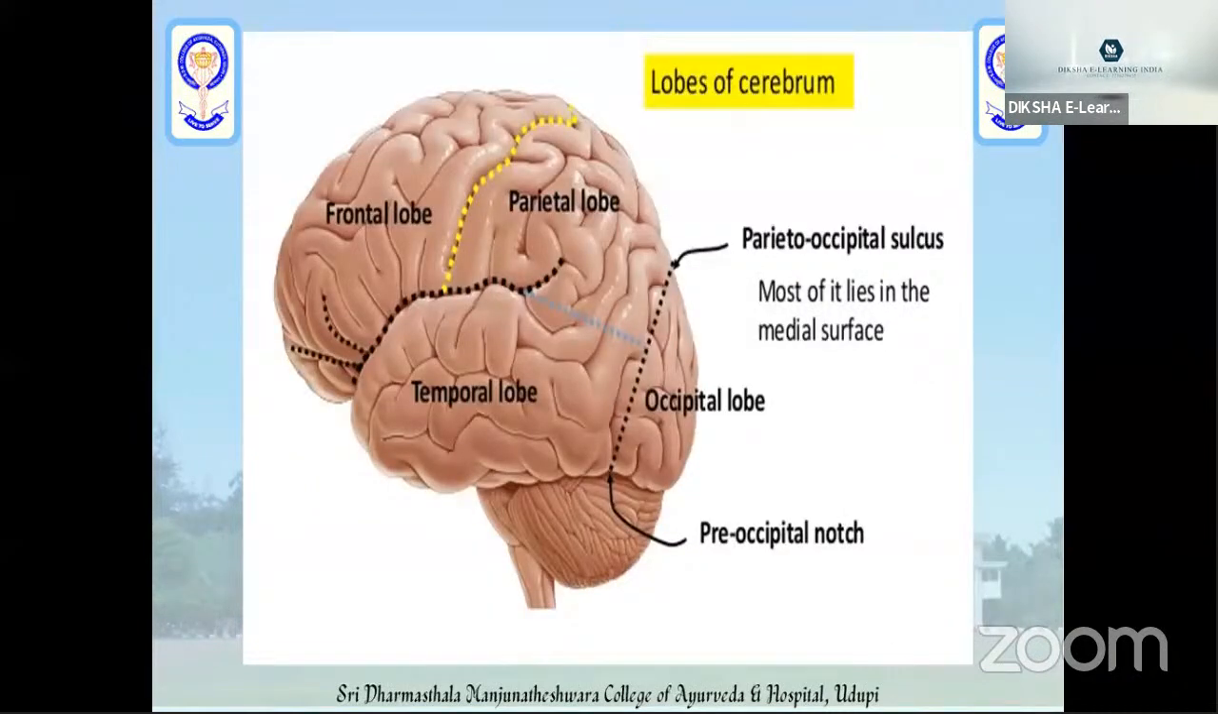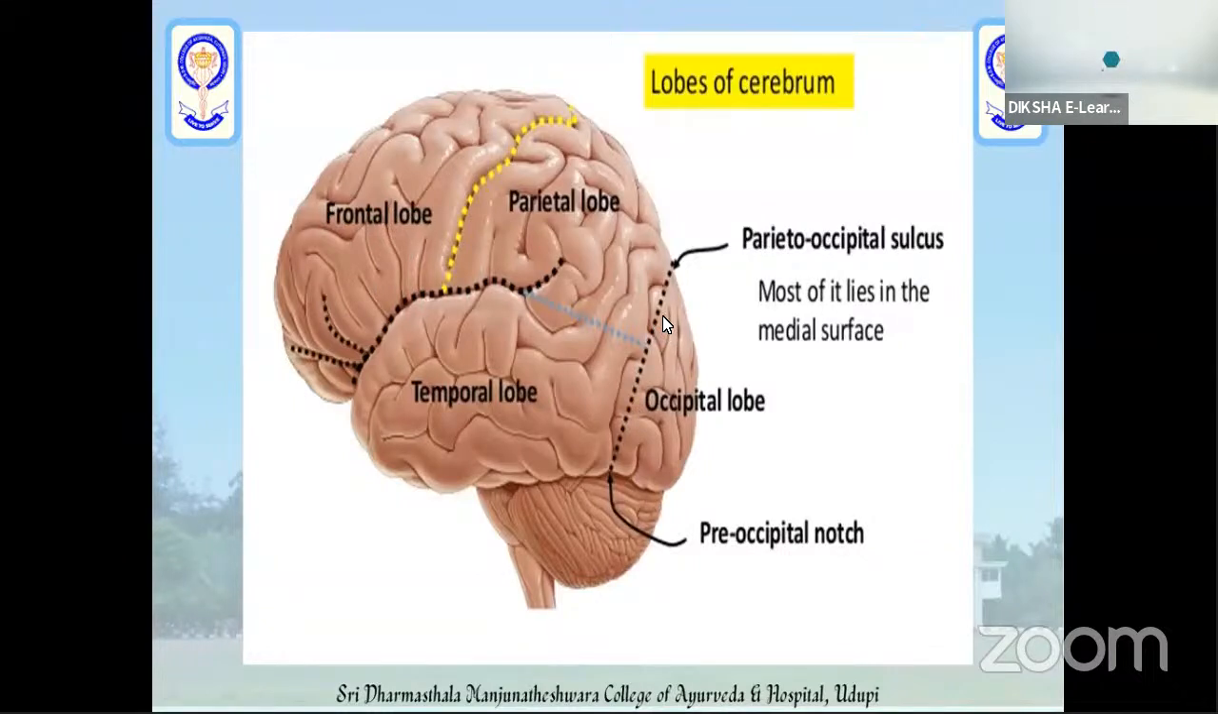Now, the lobes of the cerebrum, mainly we can observe externally only 4 lobes. They are the frontal lobe, parietal lobe, temporal lobe, and occipital lobe. How to demarcate them? The frontal lobe is the lobe located in front of the central sulcus, which I told you about previously. In front of the central sulcus and above the lateral sulcus, the lobe of the cerebrum which is located is the frontal lobe.